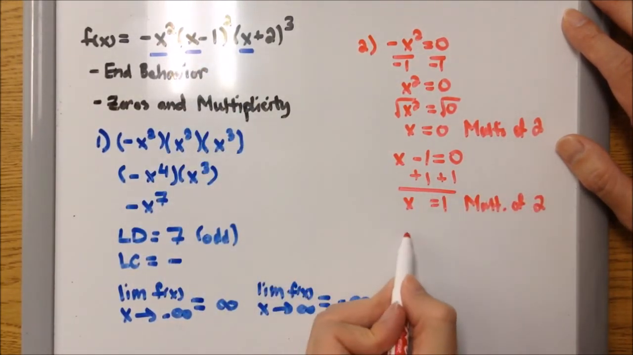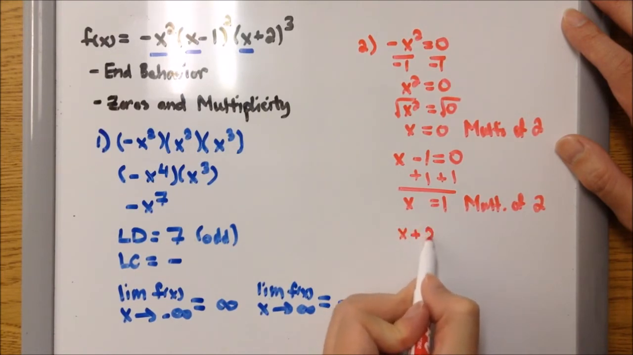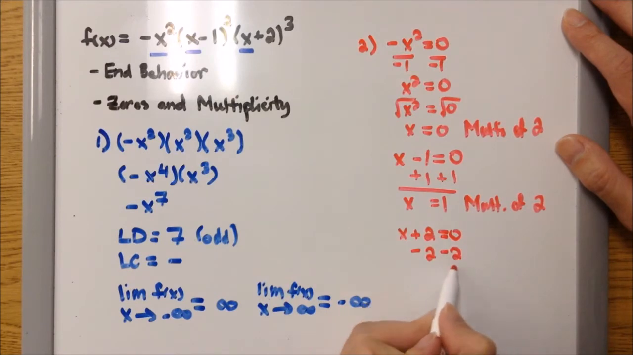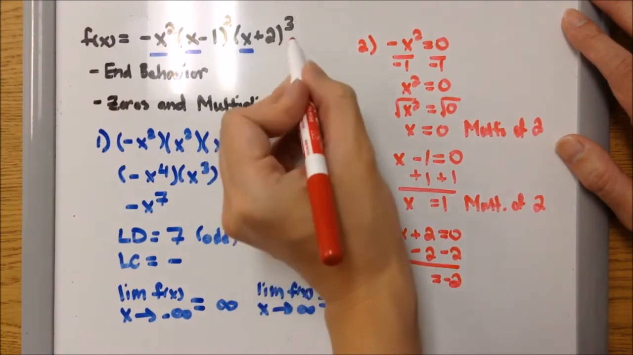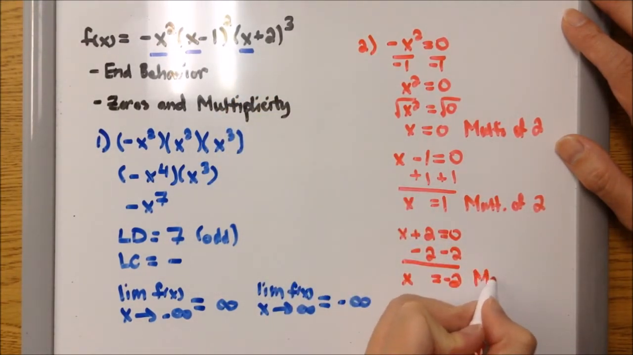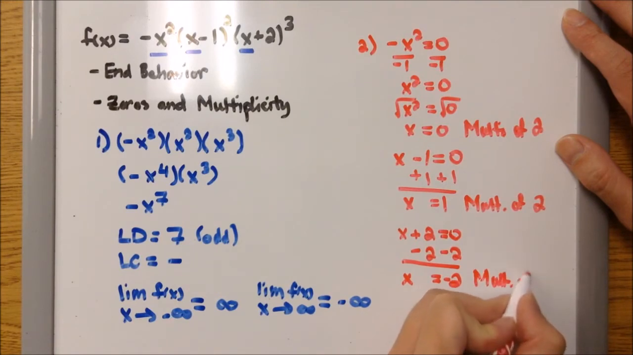And one more. So, x plus 2 equals 0. So minus 2, minus 2. So x equals negative 2 and has a 3 as the exponent. So multiplicity of 3.